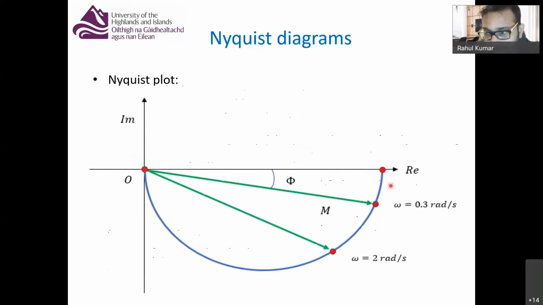But since your Nyquist plot is symmetrical along the x-axis, it will be a complete circle, right? So if we consider the entire Nyquist plot, it will be a complete circle. But in this, we have only considered half circle or semicircle because Nyquist diagrams are symmetrical, right? Mirror image will be there.